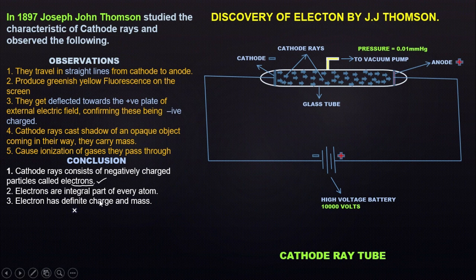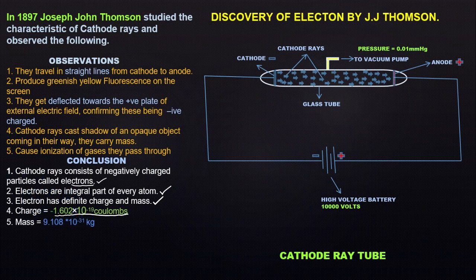Now, the second and third observations say electrons are an integral part of every atom. Whatever gas they were using, the same results were obtained. That means every sort of matter contains electrons. Electron has a definite charge and mass, and the charge of an electron is 1.602 multiplied by 10 to the power minus 19 coulombs. This is the charge of an electron, and it is negative: minus 1.602 into 10 to the power minus 19 coulombs.